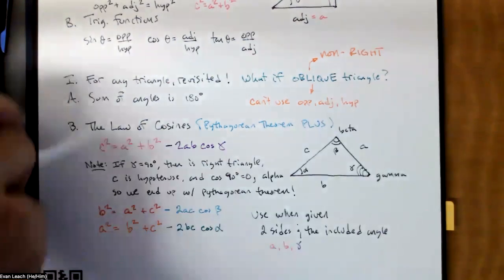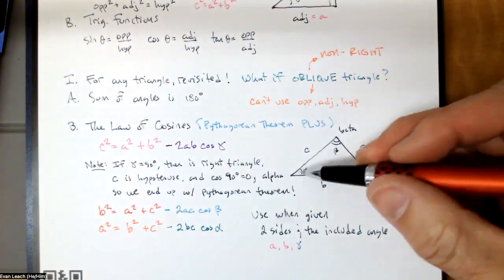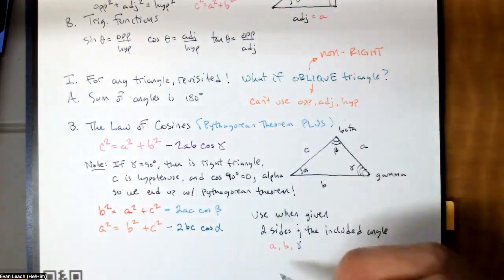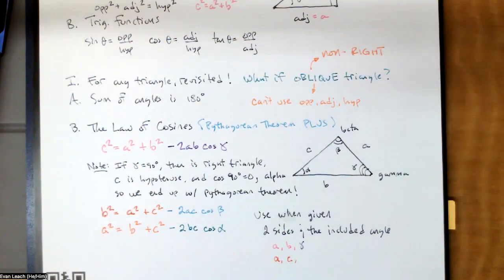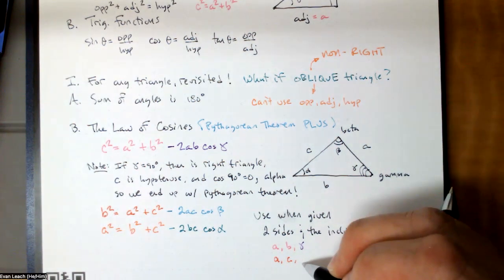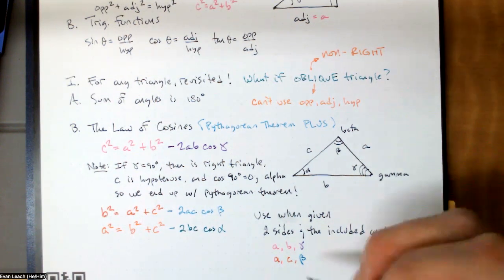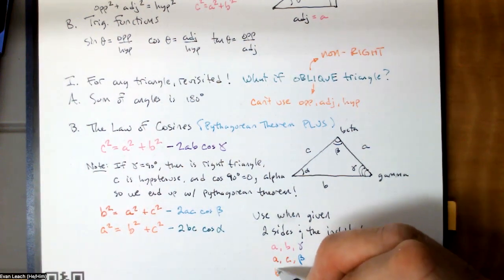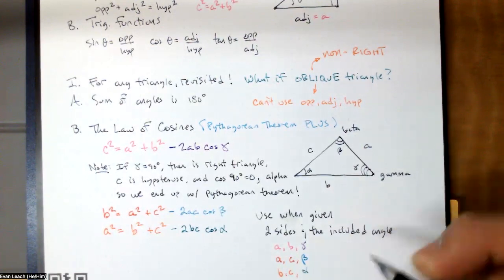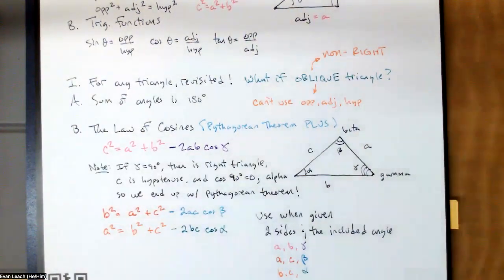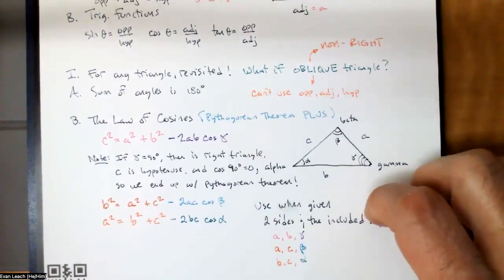Or if we're given A, C, and angle beta. So side A, side C, angle beta is included. So A, C, and angle beta. Or because of the rule of three, B, C, and angle alpha. So we're going to do this when we have two sides and the included angle.